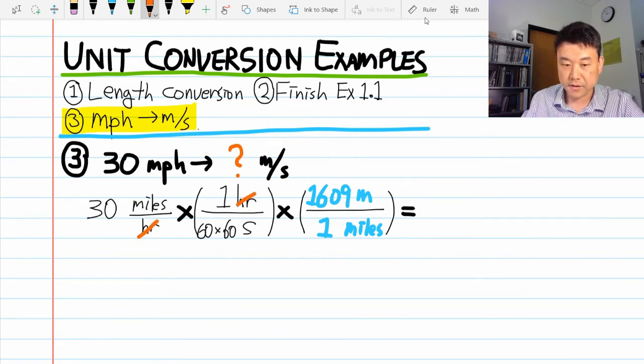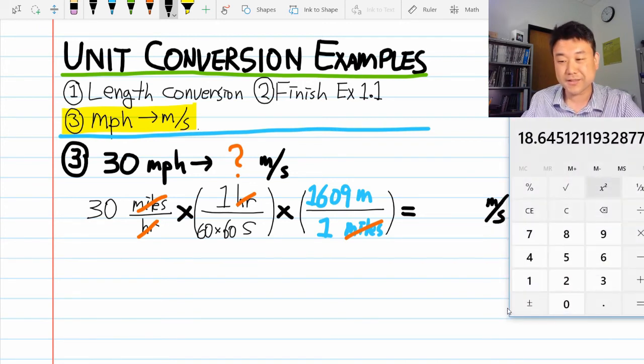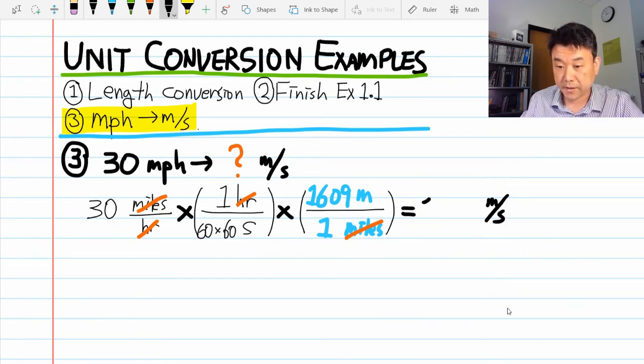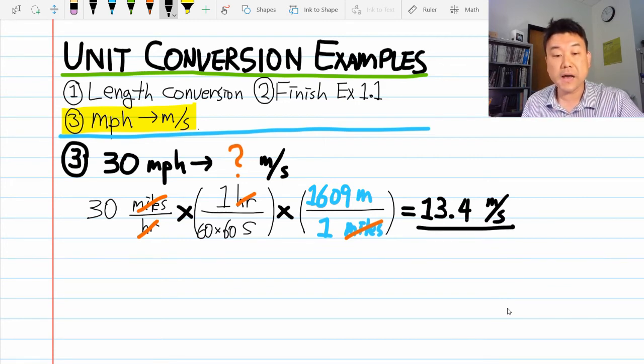Good. So you can see that all the units that we don't want cancel out. Hour cancels out, miles cancels out. We are left with meters per second, and we bring our calculator to finish this calculation. 30 divided by 60, and because of the way this calculator works, I just had to divide again by 60, and then multiply by 1609. So I get 13.4 meters per second. This is a fairly accurate, exact conversion: 30 miles per hour is 13.4 meters per second.